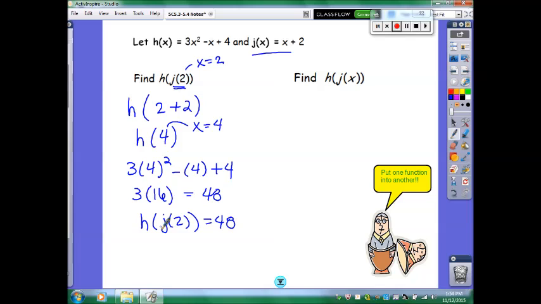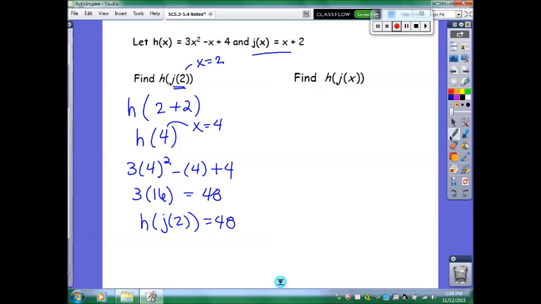All right, let's look at the difference of the second one. What's happening here? We're keeping it in terms of x. Let me give ourselves some more room here. Get rid of all our cute little dolls. All right, this time we're taking j of x, this entire function, and we're plugging it into h of x. So that means I'm going to plug it in everywhere I have an x. I'm going to substitute in x plus 2.